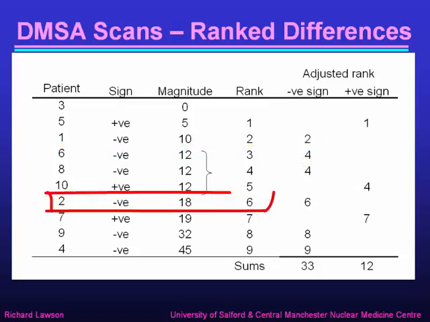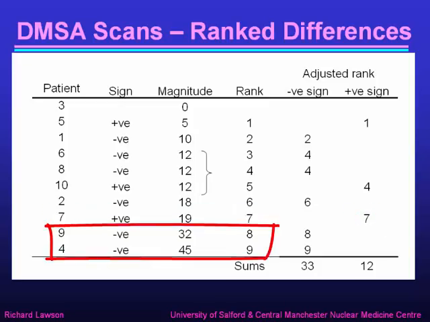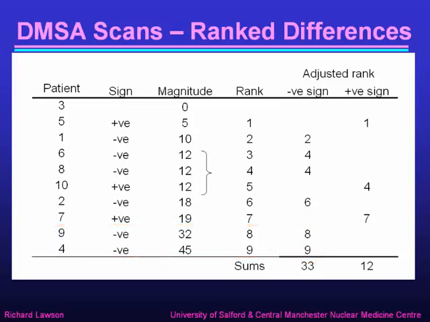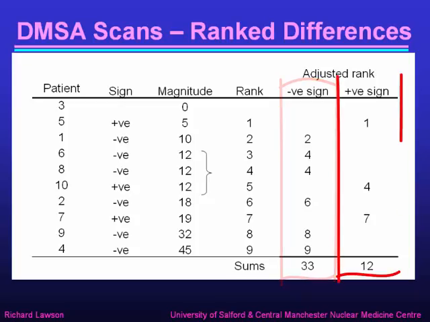Patient 2 had a rank of 6 with a negative sign, patient 7 had a rank of 7 with a positive sign, and patients 9 and 4 had negative ranks as well. In that way, we've separated off the ranks of all those with a positive sign and all those with a negative sign. And then all we have to do is add up all the negative ranks. 2 plus 4 plus 4 plus 6 plus 8 plus 9 is 33. And add up the ranks with the positive sign. 1 plus 4 plus 7 gives 12.